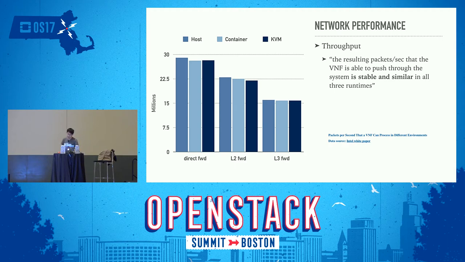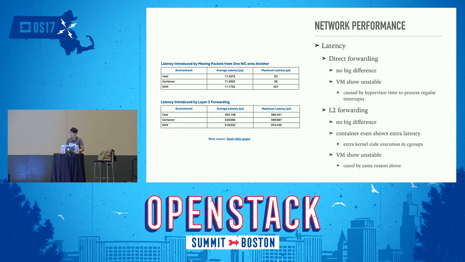And this test was done using a direct forwarding test, a layer 2 forwarding test, and a layer 3 forwarding test. They all show the same result. It is very interesting, and it's also the same with the network latency because, for example, in direct forwarding, there's still no big difference in this kind of test. On the other hand, the virtual machine shows a little bit of instability here, which according to the analysis is caused by the hypervisor time to process regular interrupts. And layer 2 forwarding also shows the same results.